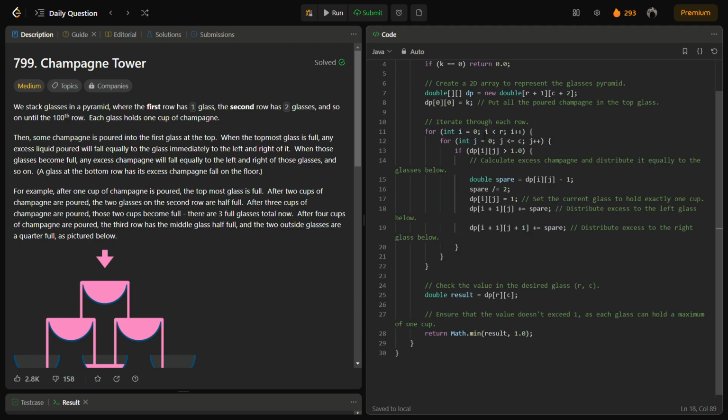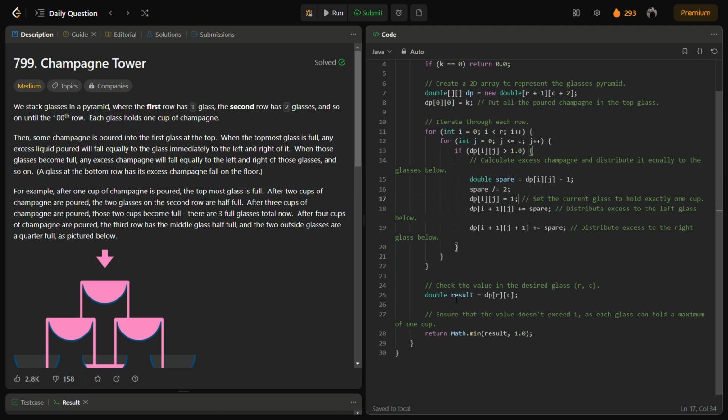Now see, we have a nested for loop. So what we do here, for each glass in the current row, is check if it has more than 1 cup of champagne. Here we check if a glass has more than the capacity of the liquid. What we do is calculate the spare. Spare is calculated by subtracting the amount of liquid that the glass can hold, that is 1. Now the spare is divided by 2, and it is put into the two glasses just below it. The current glass holds 1, and the left below and the right below hold the spare extra.